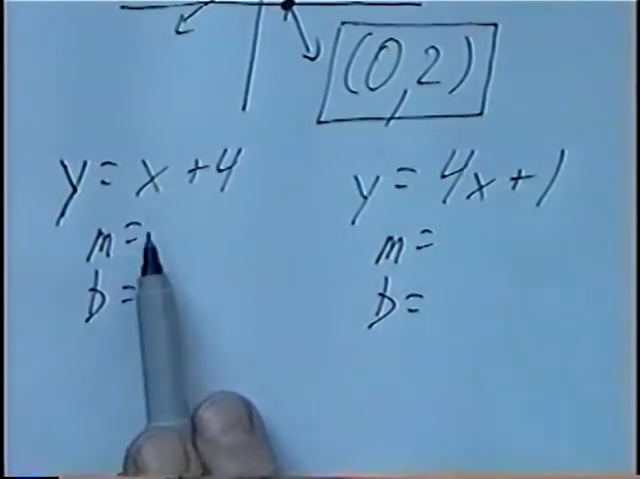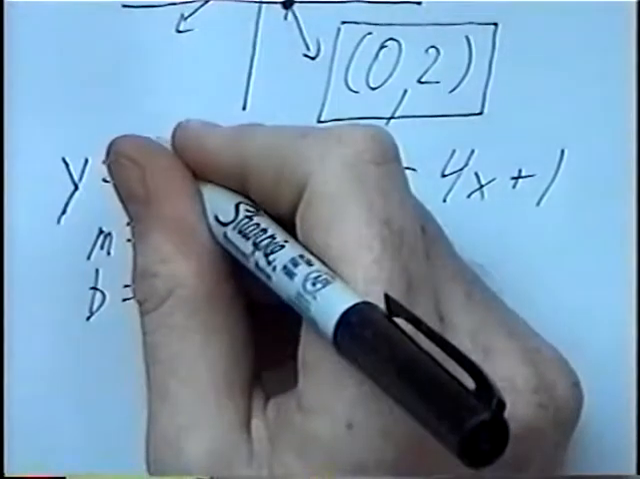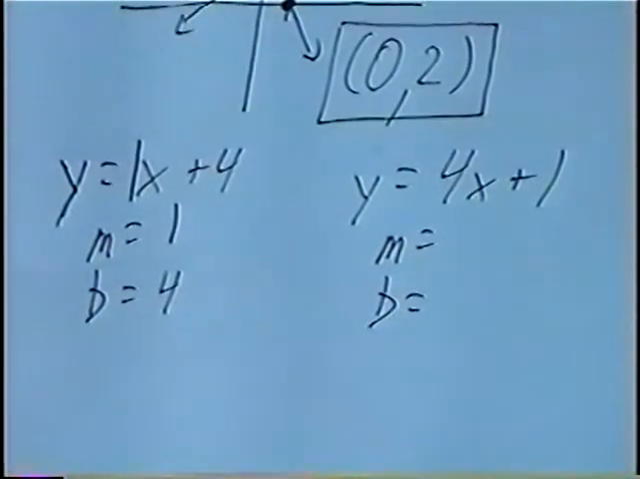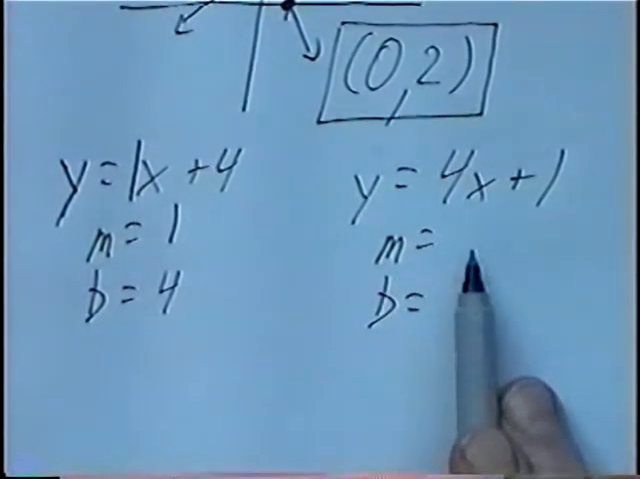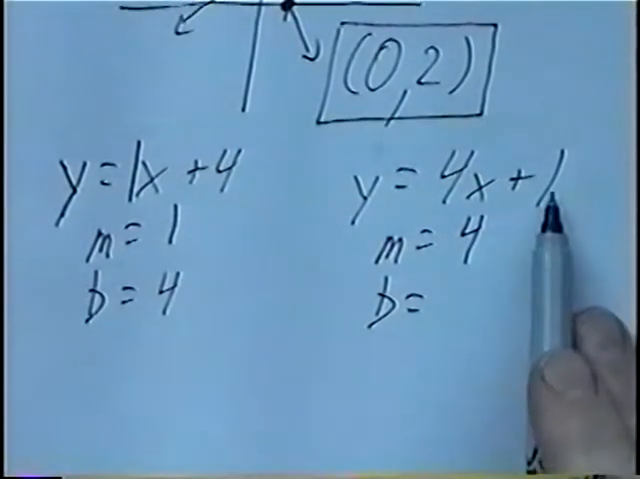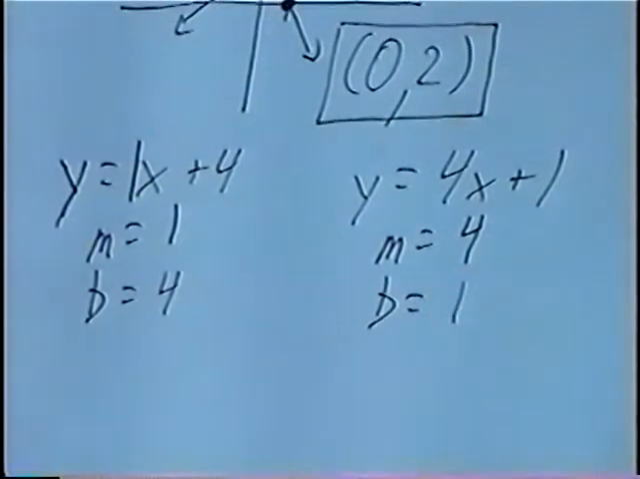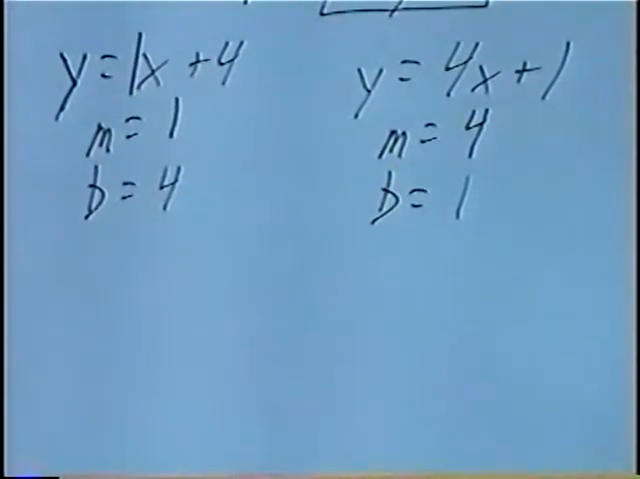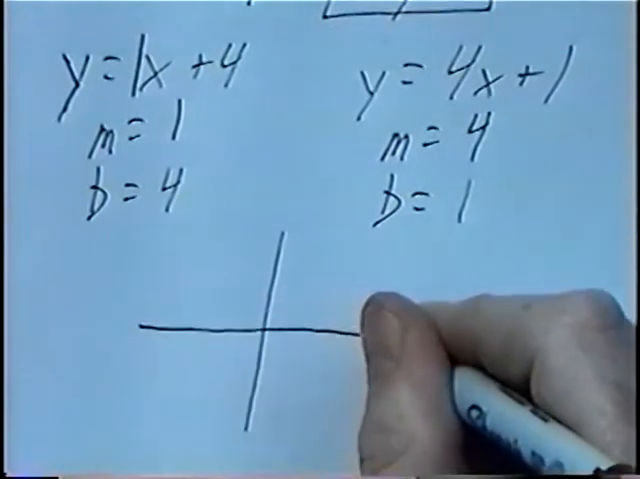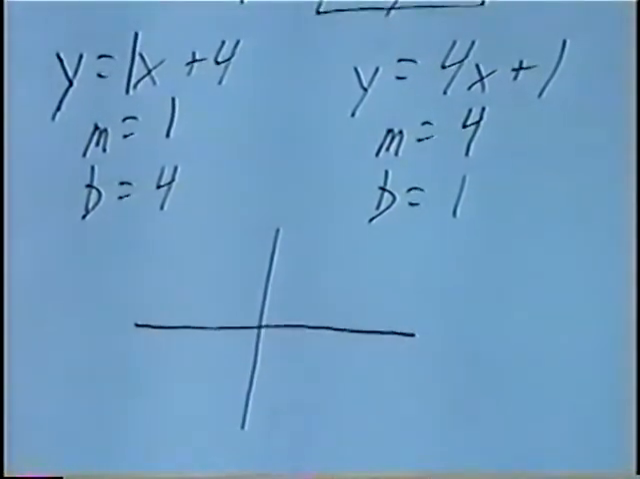First equation, m equals the number in front of x, and if there's no number there, we can always put a 1. And the last number, b, would be 4. Second equation, m, the slope, the number in front of x, would be 4, and b, the last number, positive 1. Graphing from here, again, we'll put both lines on the same xy axis and find the point where they cross.